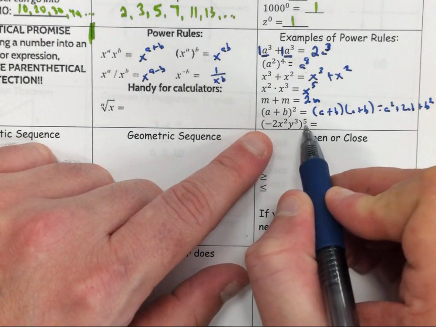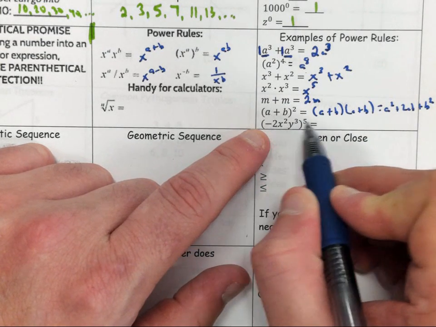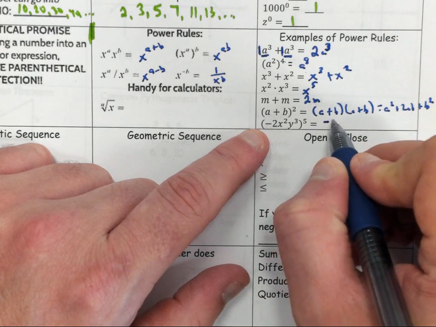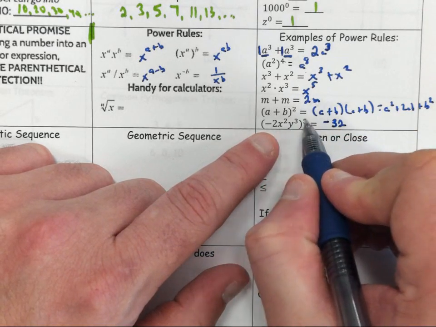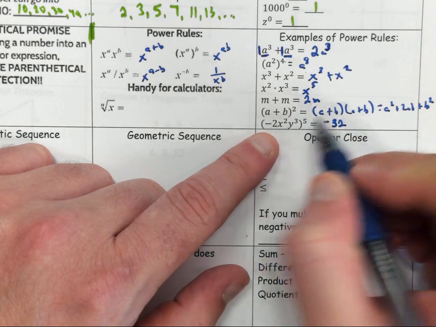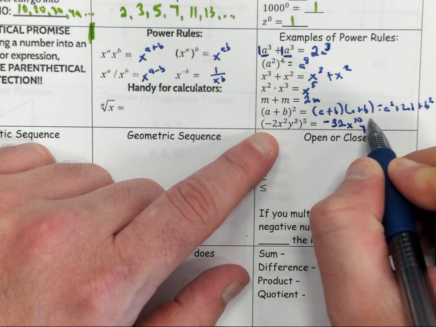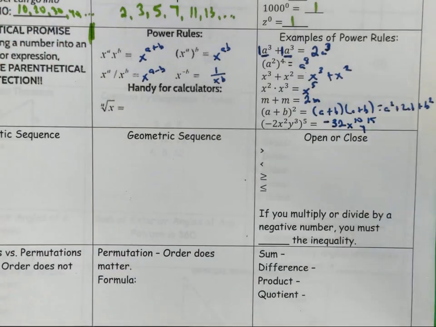Okay, everything's raised to this 5 right here. So that's a negative 2 to the 5th. What's negative 2 to the 5th? Would it be positive or negative? Negative 32. Then what would you do with the exponents? Multiply. 2 times 5 is? 3 times 5 is? 15. That's just reviewing your power rules there.